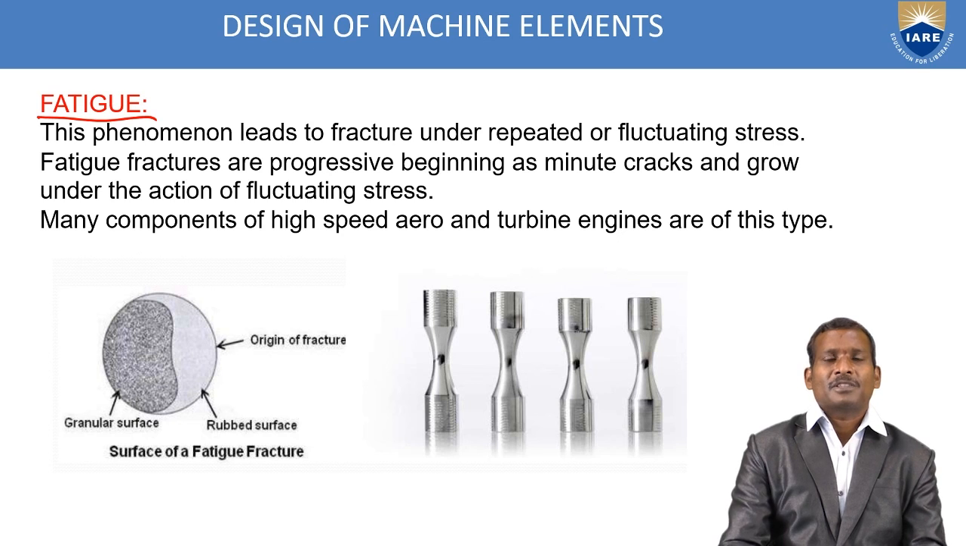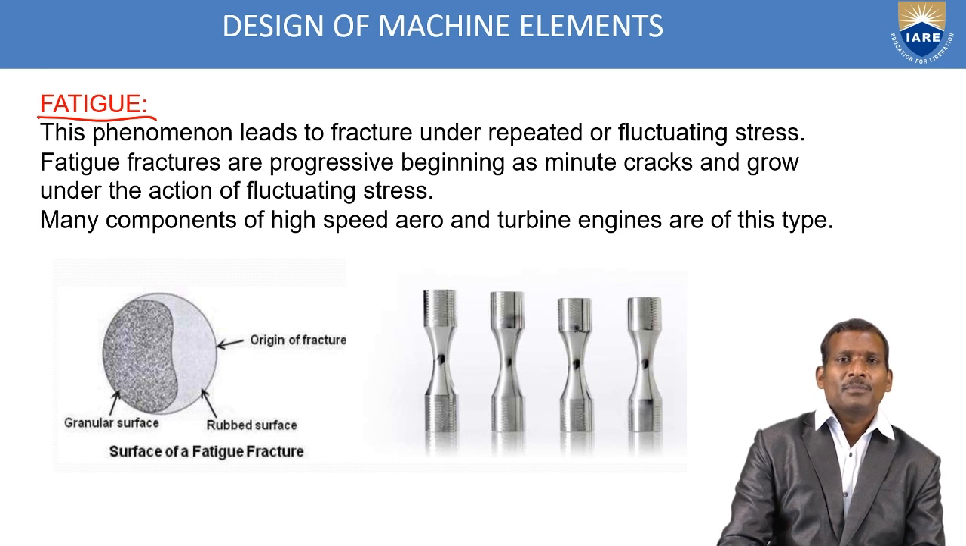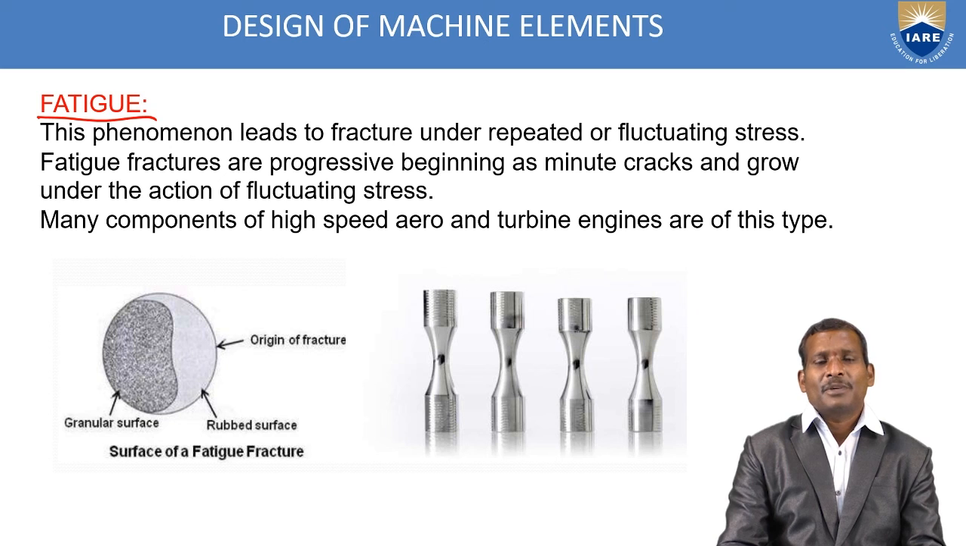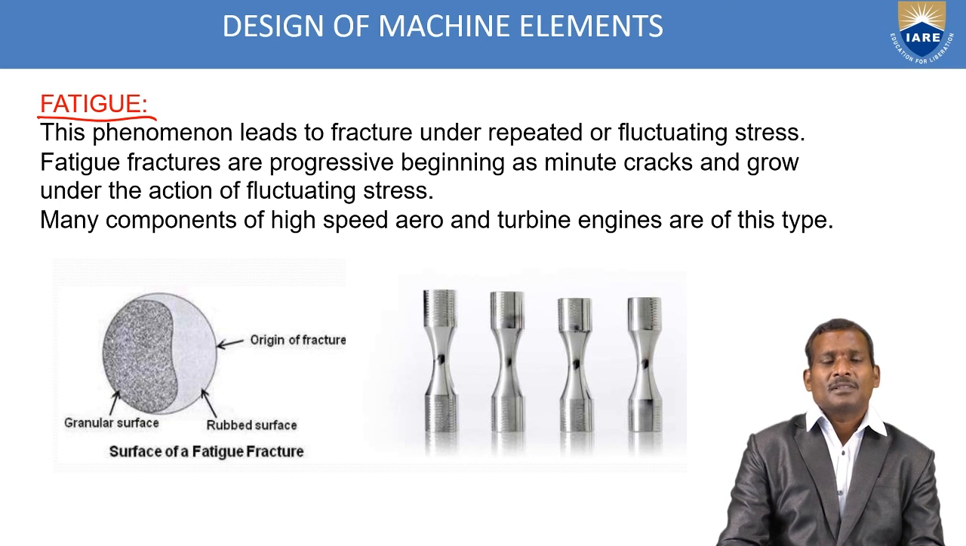Under repeated or fluctuating stresses, this phenomenon happens. Fatigue fractures are progressive, beginning as minute cracks and growing under the action of fluctuating stress. So initially, small cracks will be induced, very minute cracks. After increasing the load, they grow under the action of fluctuating stress, and fatigue fracture will happen.